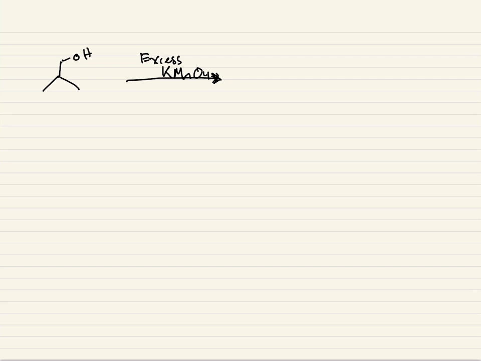If we have excess, that means that we're going to go all the way from the primary alcohol to the carboxylic acid. If I said not that much, then we're probably going to stop at the aldehyde along the way. It's going to go to aldehyde first, and then a carboxylic acid. So the final product is going to be a carboxylic acid because we have excess potassium permanganate. This tells us that this is going to go all the way from a primary alcohol to a carboxylic acid.